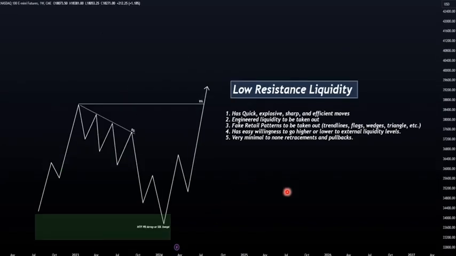Now, another example of low resistance liquidity is going to be the retail patterns like this, which is going to be trendline liquidity, and this is representing a pattern called a bull flag. Okay, so a bull flag, what it'll look like as a retail pattern, it's going to look something like this. Price is going to do this, and then it's going to create like a flag pattern, and then it's going to go higher like that. It's also known as a bull flag.